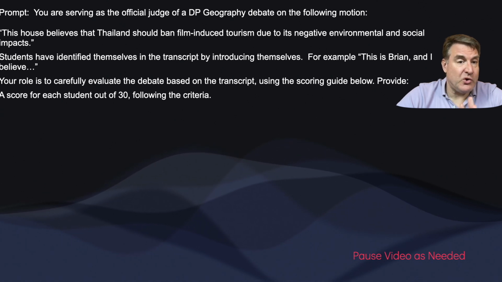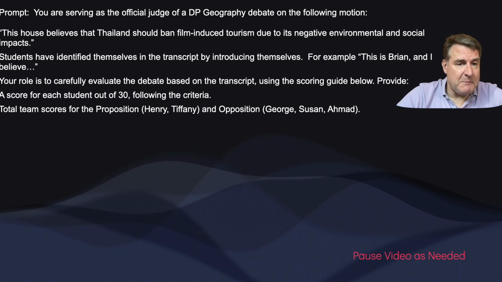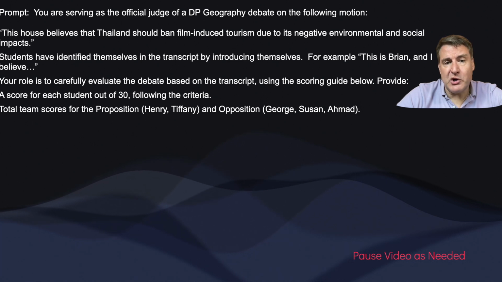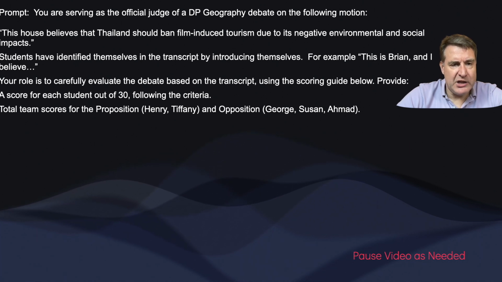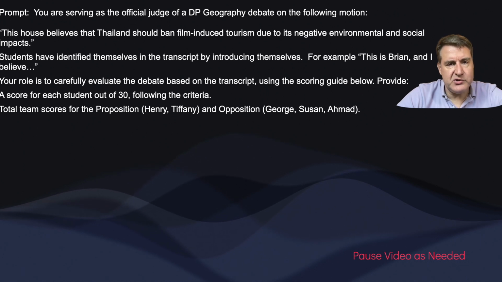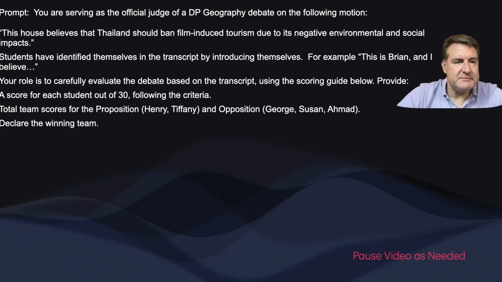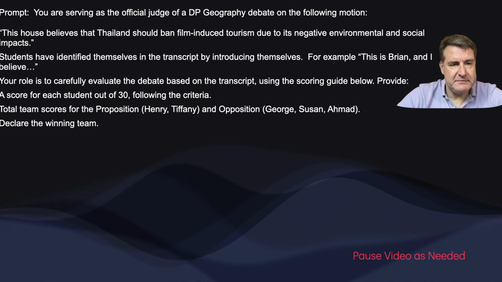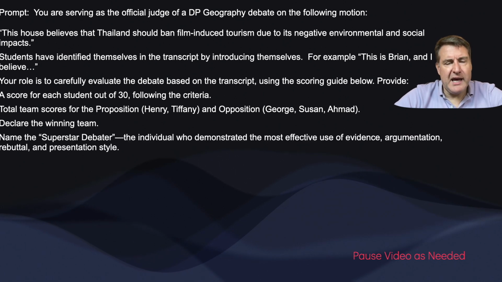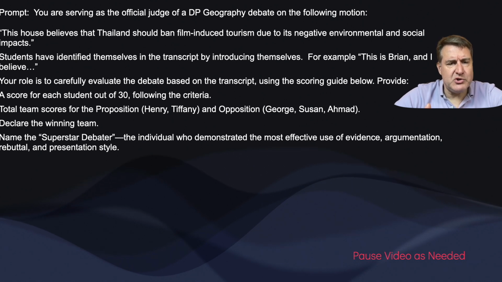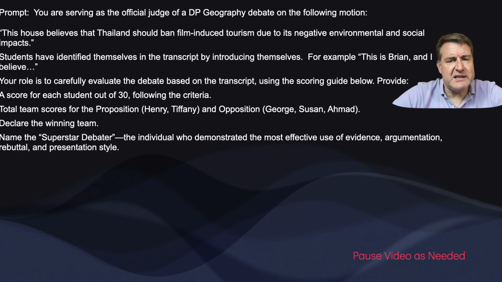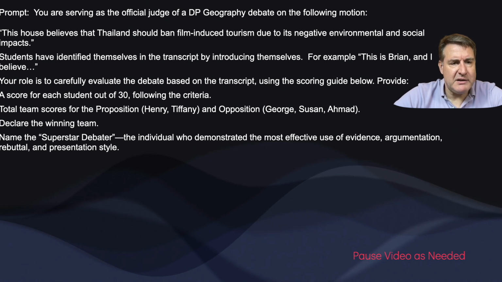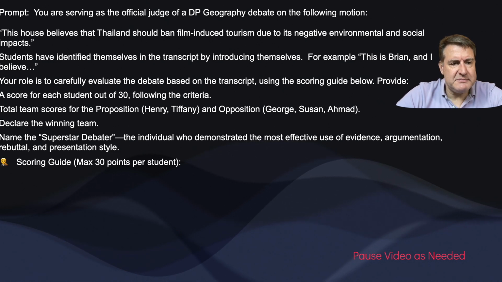So here I made the scoring guide out of 30, and I also broke down who's on which team. Henry and Tiffany on one side, George, Susan, and Ahmed on the other. Okay, and then also Chad will declare a winner, because students always want to know if they've won their debate. And I also put in there that there would be a superstar debater, the student that most demonstrated effective argumentation and rebuttal in the presentation style.